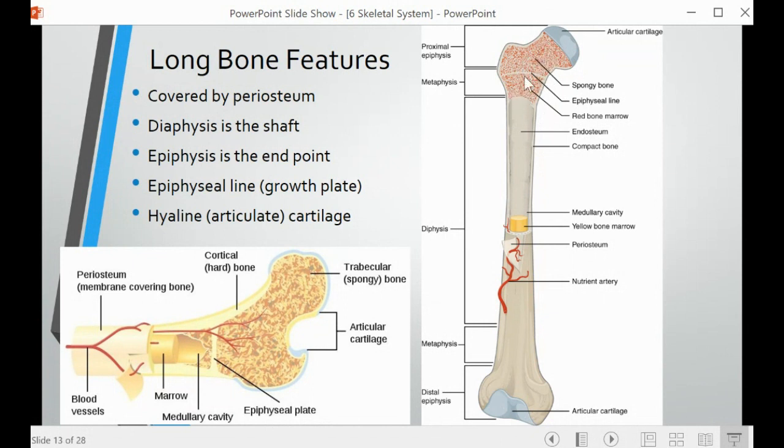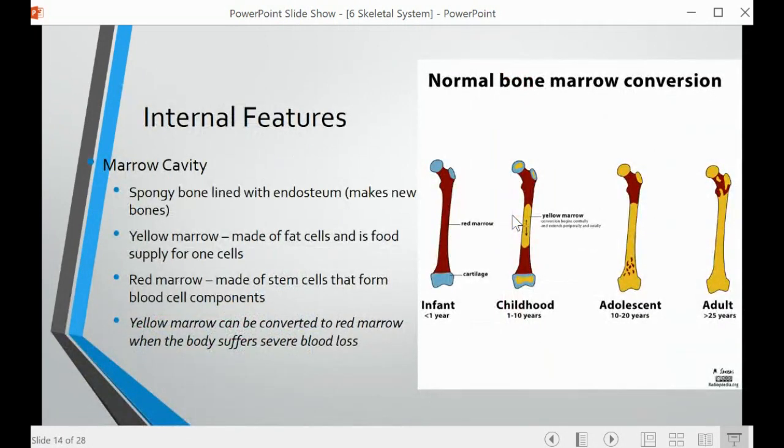Okay, so that's where we're going to do hematopoiesis. And then we have the yellow bone marrow here along the diaphysis. Okay. And so that's where we're going to store all of that extra fat cells, and the vitamins and the minerals can be stored in there. Okay. So what happens is that as we grow, our bone marrow changes.